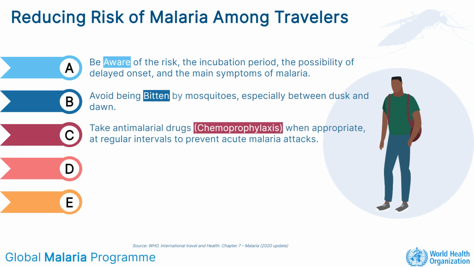C, take anti-malarial drugs, chemoprophylaxis, when appropriate, at regular intervals to prevent acute malaria attacks. WHO has recommendations for the most appropriate chemoprophylactic anti-malarial drug by destination. Chemoprophylaxis should be prescribed by physicians, taking into account the type of malaria risk in the areas to be visited and the contraindications of the medicine. It is very important to take the correct dosage and to adhere to the dosage regimen. While no anti-malarial prophylactic regimen gives complete protection, good chemoprophylaxis significantly reduces the risk of fatal disease.